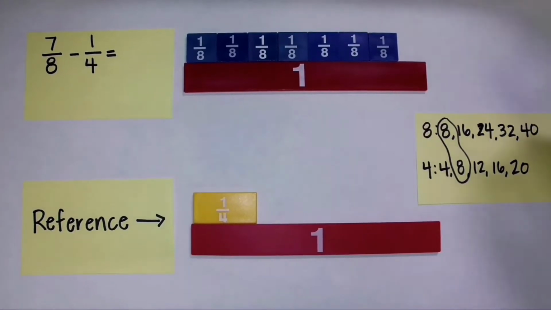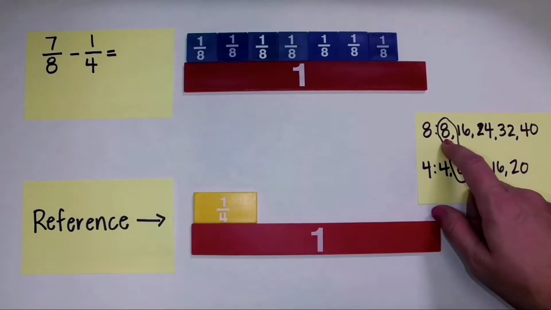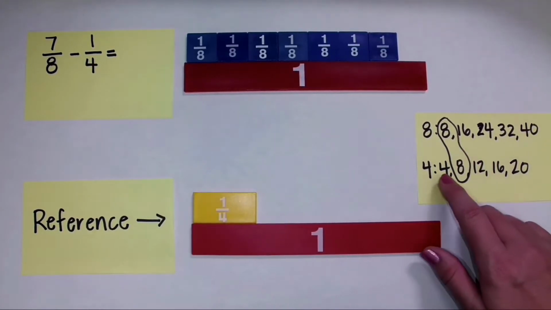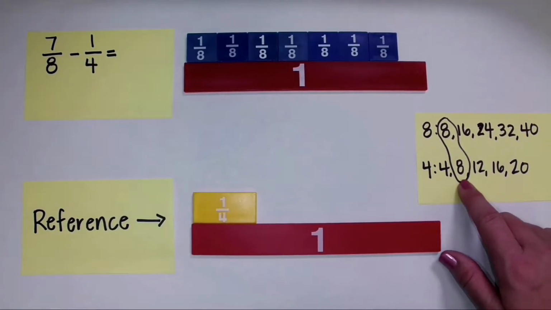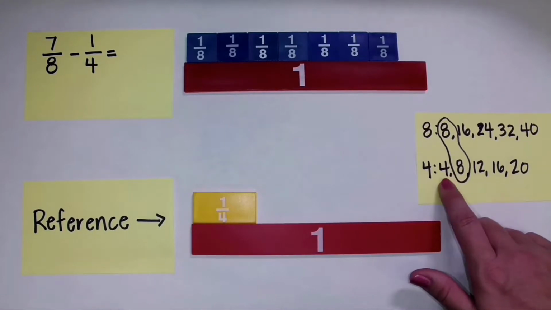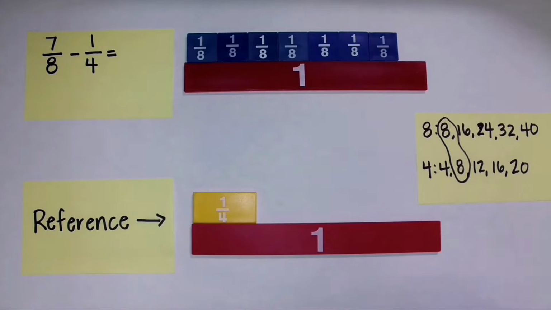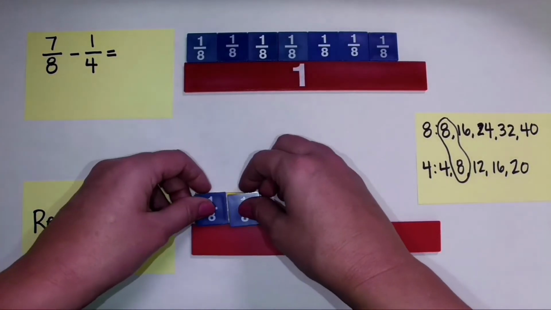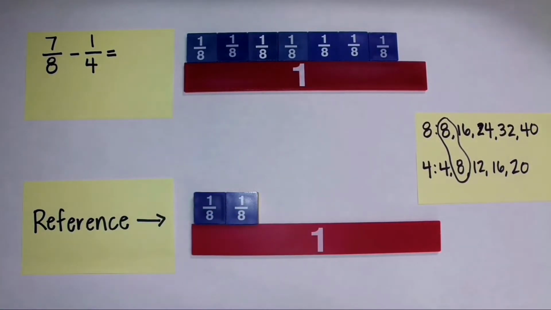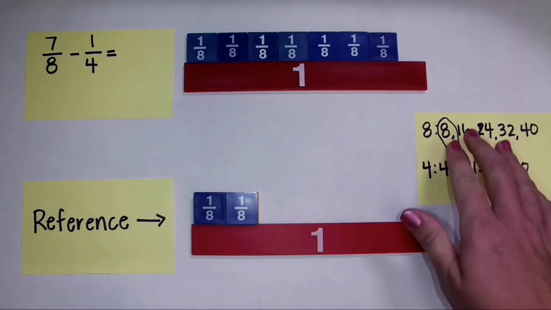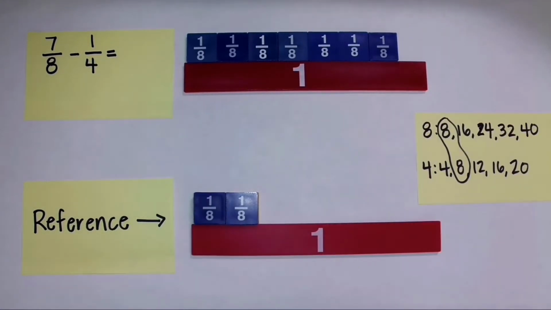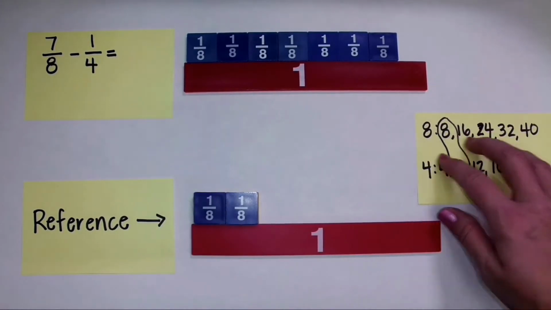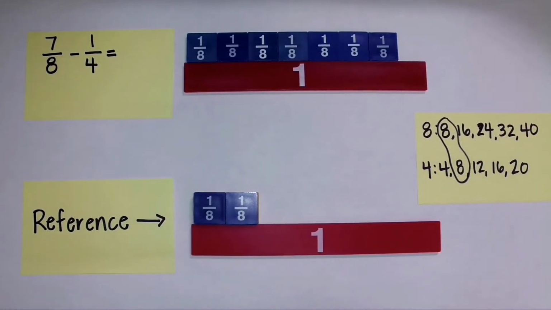So here I already have a denominator of 8, so I don't need to do anything. But here with 1/4, I want to get that to where I have a denominator of 8. That means I need to take that 1/4 piece and divide it into two 1/8 parts. And what I can do is I can take my two 1/8 parts and put those right on top, just like that. Now this works when you only have to change one denominator, like in our example. This also works when we have to change both denominators.